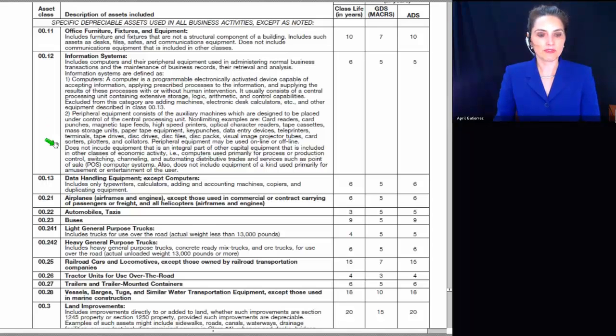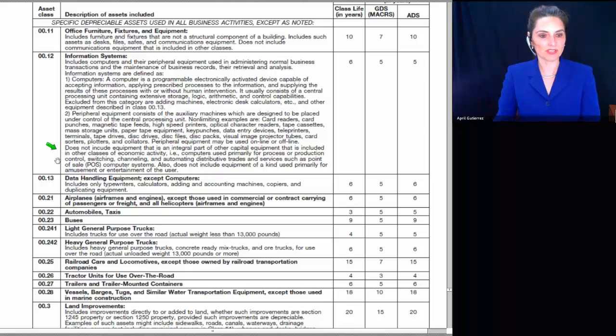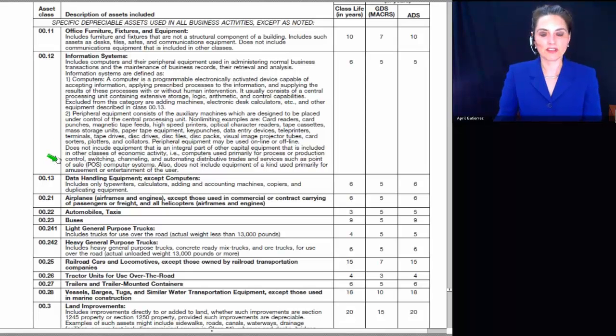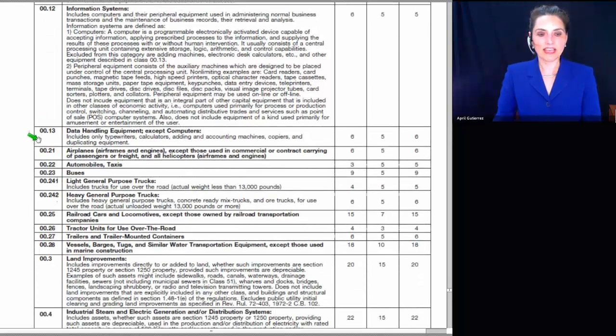It does not include equipment that is an integral part of other capital equipment that is included in other classes of economic activity. And then it says, i.e., computers used primarily for process of production or control switching channel and automating distributive trades and services such as point-of-sale computer systems. It also does not include equipment of a kind used primarily for amusement. And then we move on to the next category, which is data handling equipment. It includes only typewriters, calculators, adding machines, copiers, etc.